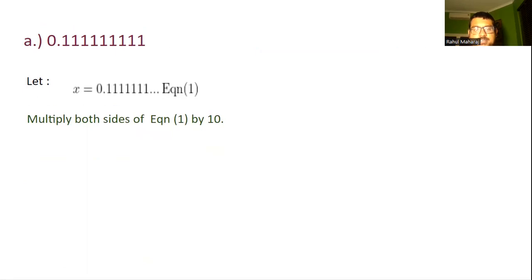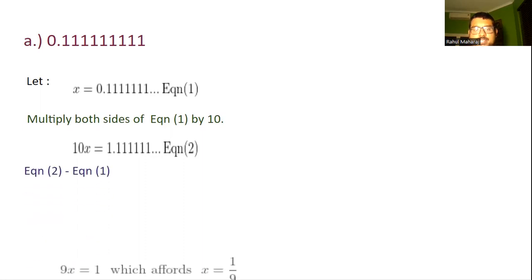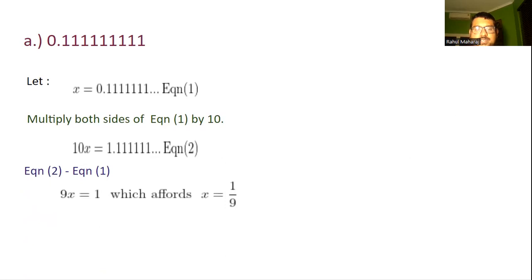It's a single digit. And that gives us 10x is equal to 1.111 recurring. We call that equation 2. We take our equation 2 minus our equation 1, and this will give us 9x is equal to 1. And if we divide both sides by 9, we will have x on its own as 1 over 9.